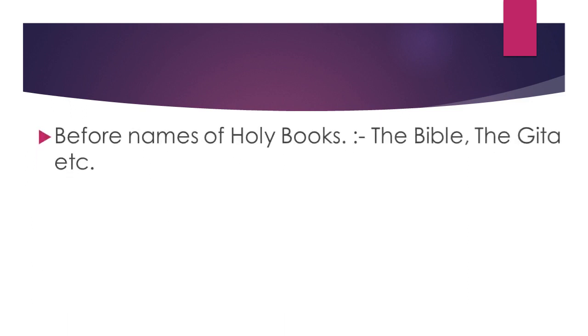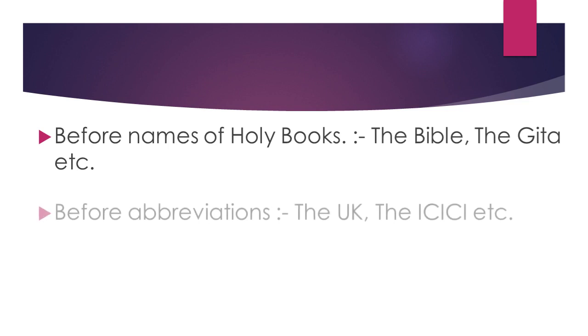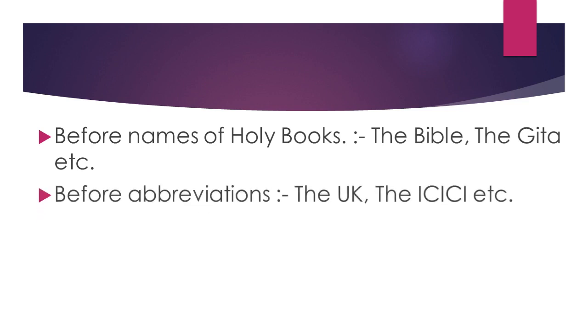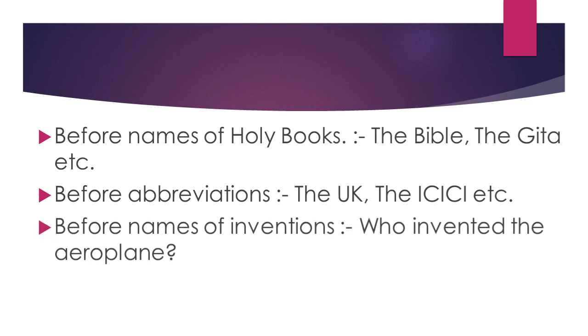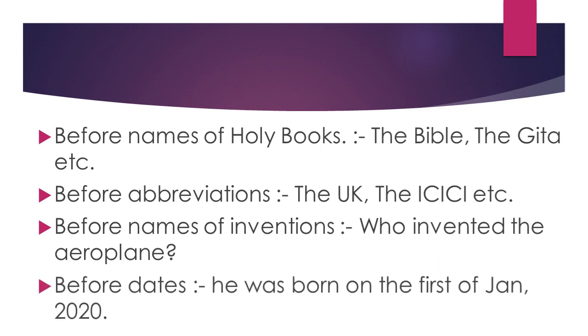Before names of holy books, for example, the Bible, the Gita, etc. Before abbreviations like the UK, meaning United Kingdom, the ICICI, etc. Before names of inventions, for example, who invented the aeroplane? So before aeroplane we used "the". Before dates, he was born on the 1st of Jan 2020. So "the" is used before the date, 1st of January.